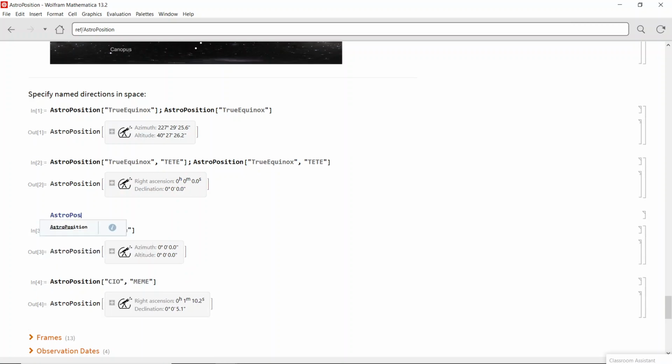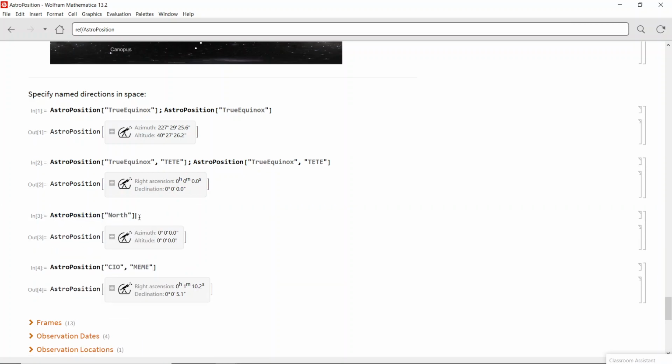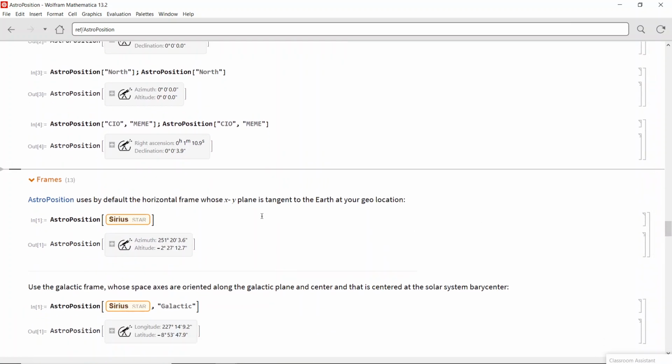So I can do AstroPosition, AstroPosition north, CIO, MEME. Frames: AstroPosition by default uses the horizontal frame whose XY plane is tangent to the Earth at your geolocation.